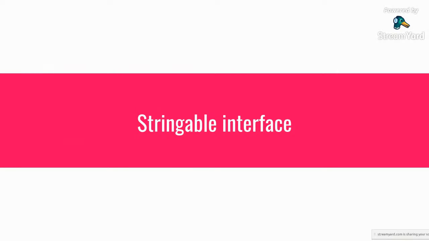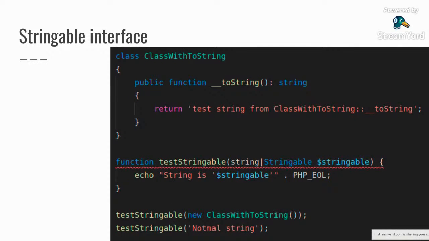Now we have a new Stringable interface. So let's see that class. We have a class with a toString method. We simply have a method __toString which is returning a string. Now we defined a method that accepts Stringable. Here we are saying we will either pass a string or Stringable interface. So we tried with two examples. First, we send the object of a class with toString and then a normal string. Sorry for the typo, it should be normal. In the second example, it will simply print normal string. But in the first example, it will print test string, whatever we defined there.